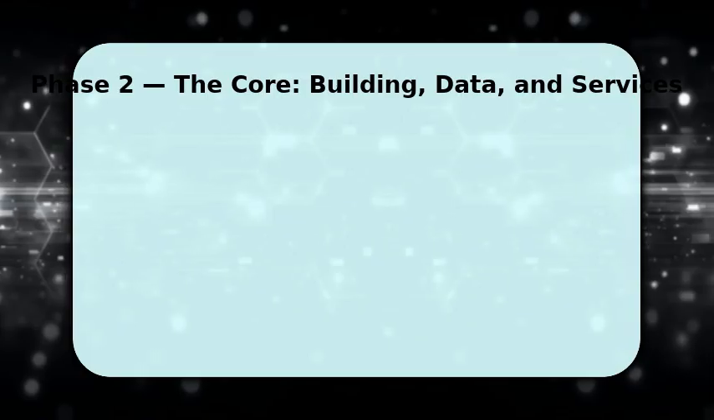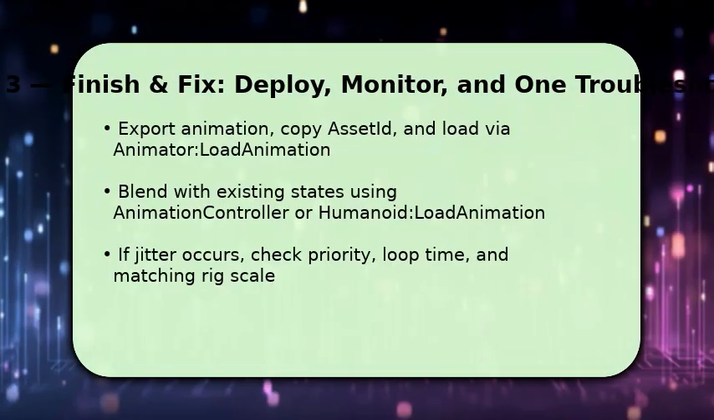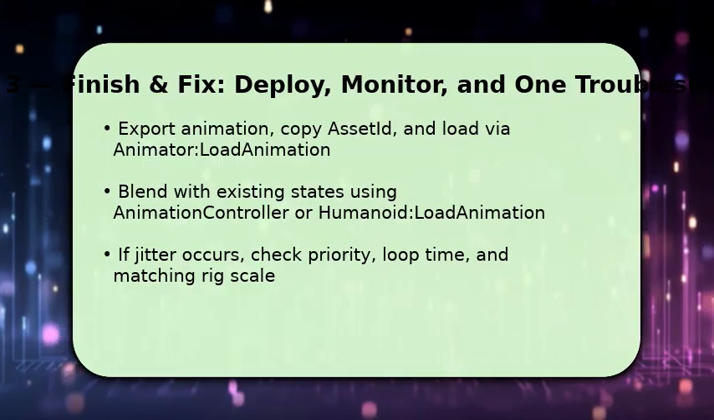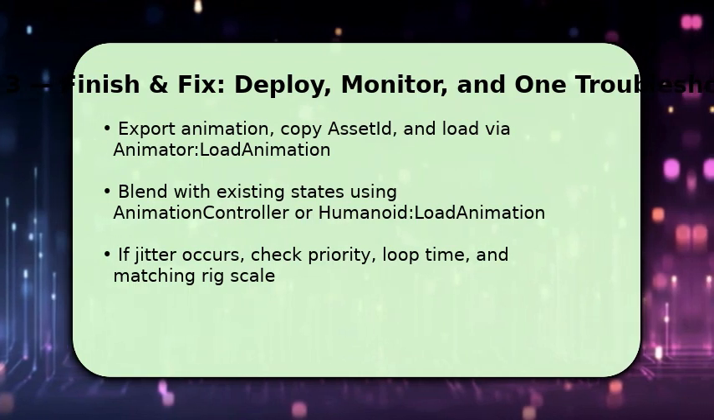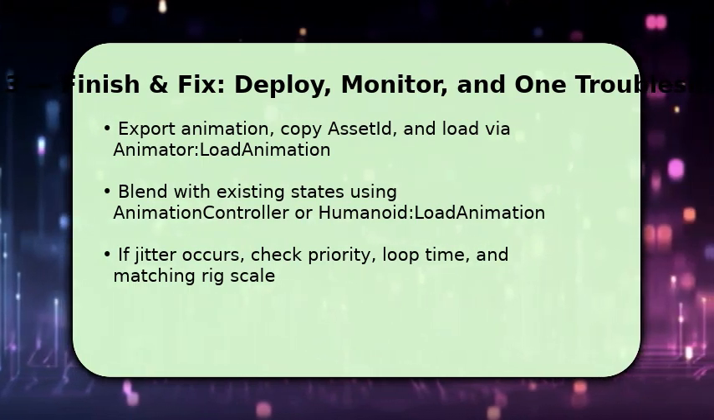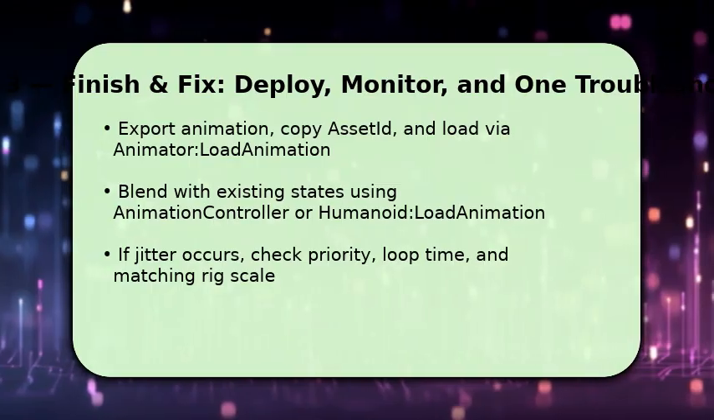Finally, export the animation, copy the asset ID, and load it at runtime with Animator, LoadAnimation or Humanoid, LoadAnimation. Play with fade time to blend into other states. Make sure priority settings don't conflict so your idle overrides or yields correctly.